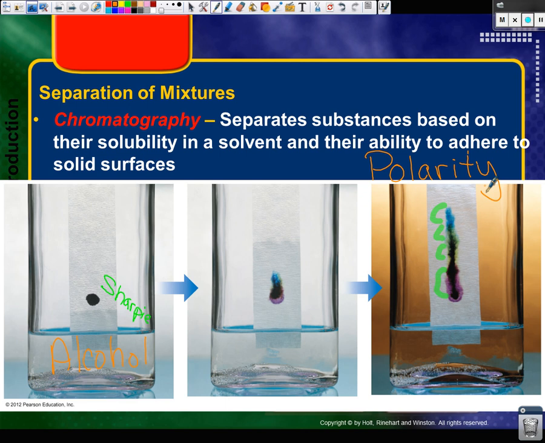You may have heard this phrase before: like dissolves like. You ever heard that? Now, I don't like that because I think it's too generic. It's not friendly. The way I say it is polar dissolves polar. So what that means is literally they make a connection. They hold each other's hands. So what I'm telling you is that this alcohol is polar. And since the colors ran with the polar alcohol, what does that tell you about the colors? They are polar.